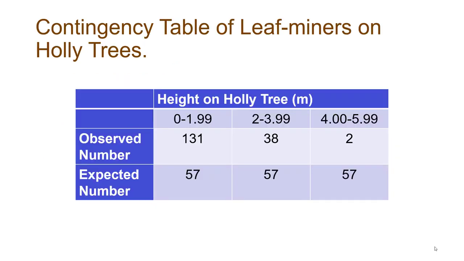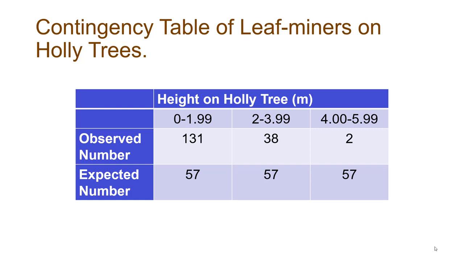In this example, you're looking at leaf miners on the side of a holly tree. This is a particularly mean experiment that somebody has got a student to do. You've got a holly tree, divided into three different proportions of height, 0 to 2 meters, 2 to 4 meters, 4 to 6 meters, and you're looking at how many leaf miners are on the leaves. That's going to be a very painful experiment, finding all the leaves that have the marks of drilling on them at the different heights.